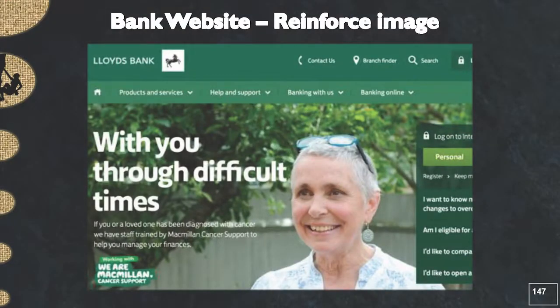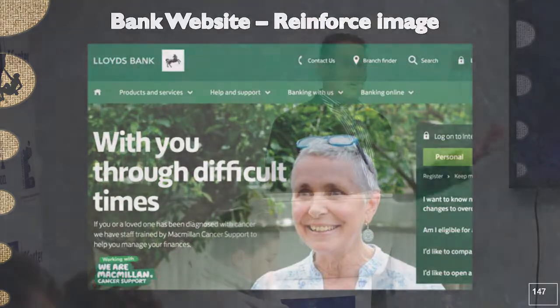With you through difficult times, they have this other ad campaign where the black horse is running through the streets of the UK. And again, they've done a great job of integrating it into their website and all their other marketing materials.